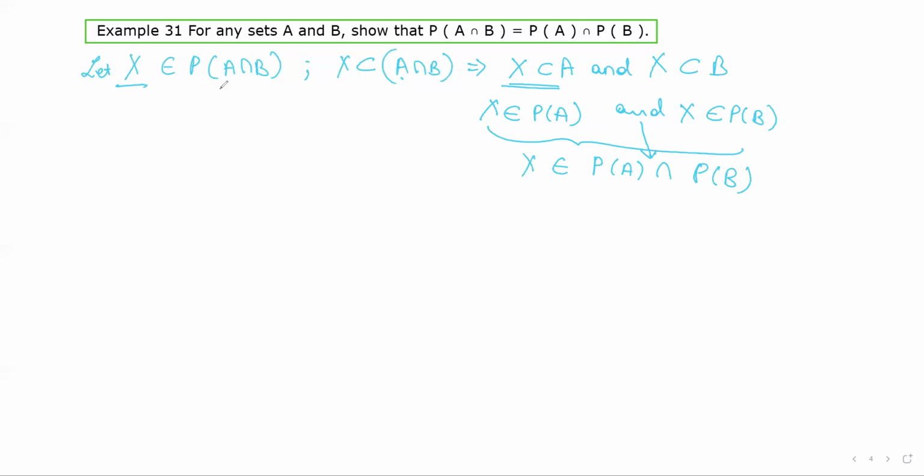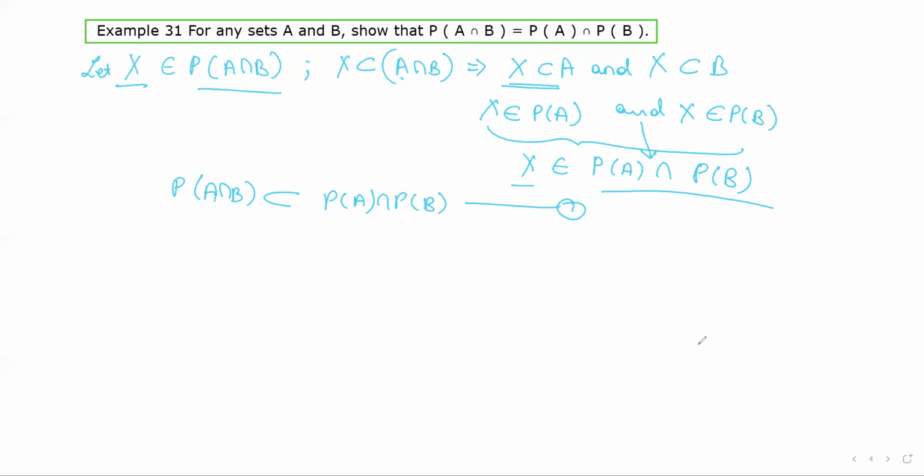We started with X belonging to the power set of A intersection B, and then you ended up with X belonging to the power set of A intersection the power set of B, which means we can say that the power set of A intersection B is a subset of the power set of A intersection the power set of B. This is equation 1. That means you've proven that the left-hand side is a subset of the right-hand side.